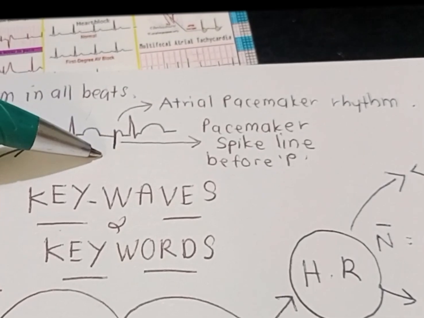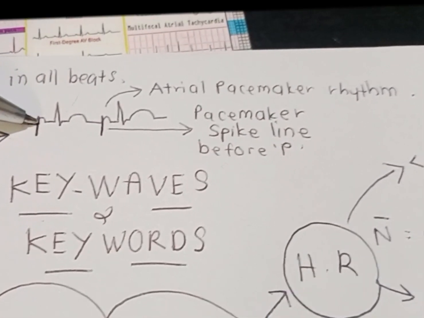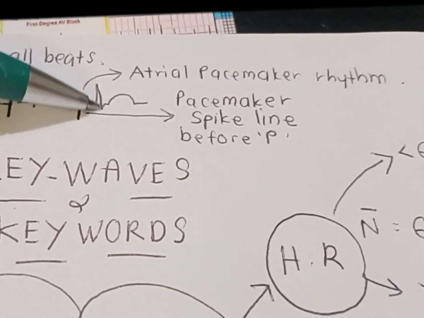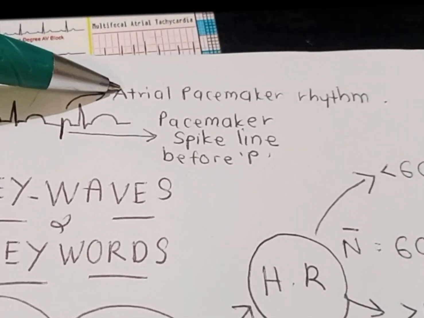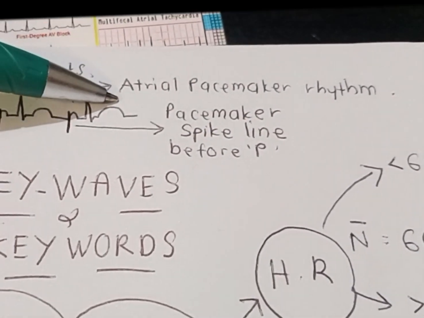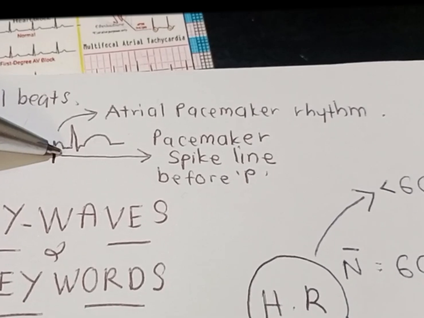A spike line like this, a spike line before the P wave, is a pacemaker spike. If it appears before the P wave, it is atrial pacemaker rhythm, meaning the lead of the pacemaker is placed in the atrium of the heart.